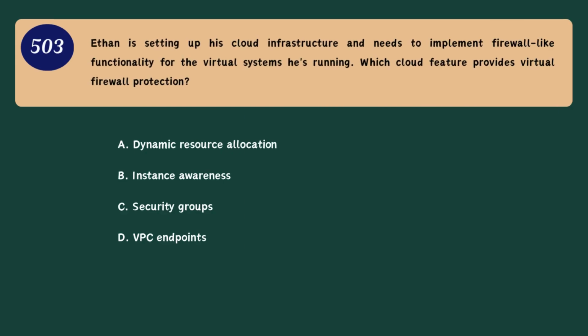Question 503. Ethan is setting up his cloud infrastructure and needs to implement firewall-like functionality for the virtual systems he's running. Which cloud feature provides virtual firewall protection? A. Dynamic resource allocation. B. Instance awareness. C. Security groups. D. VPC endpoints.